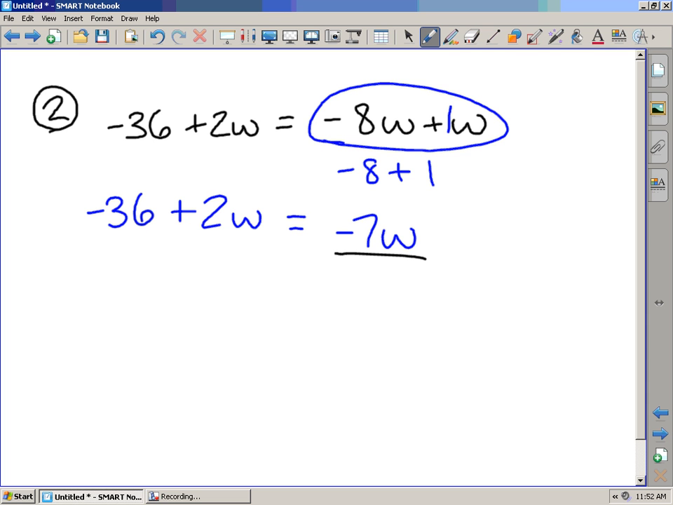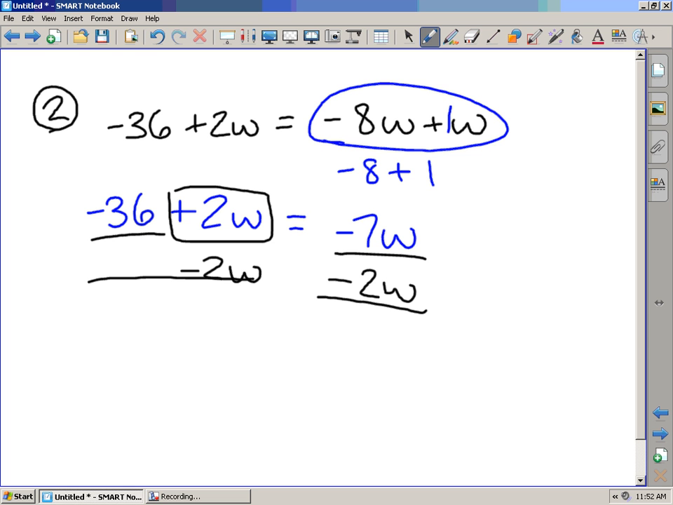Since this variable is on the right side and we have a constant on this side, the fastest way to complete this problem is to move this 2w to the right side. We're going to use the inverse operation to do that so that we get 0 when we take 2w and subtract 2w. We'll be left with negative 36 on the left side, and on the right side, negative 7w minus 2w is a negative 9w.